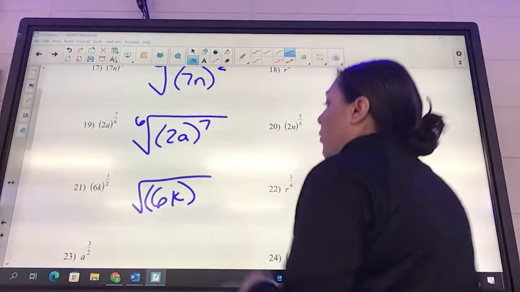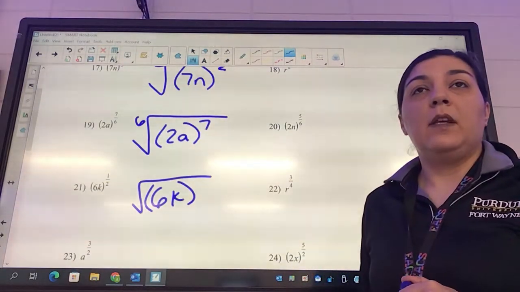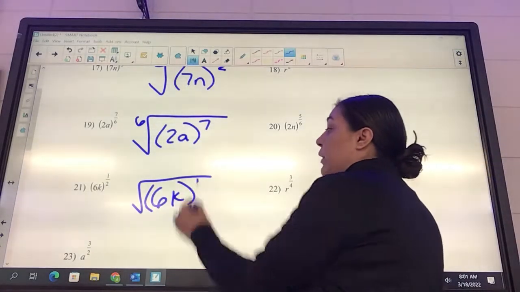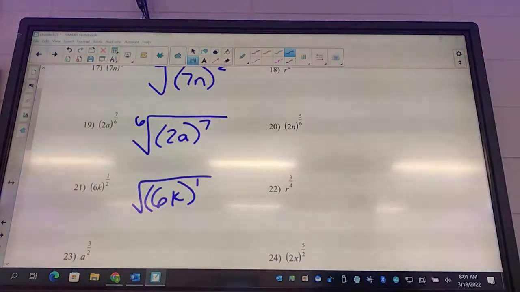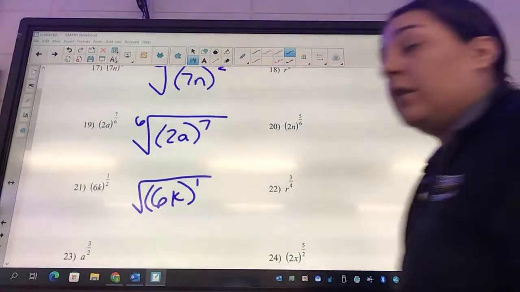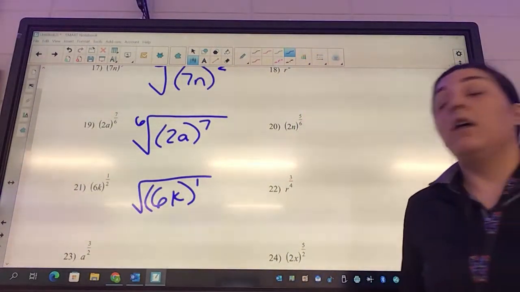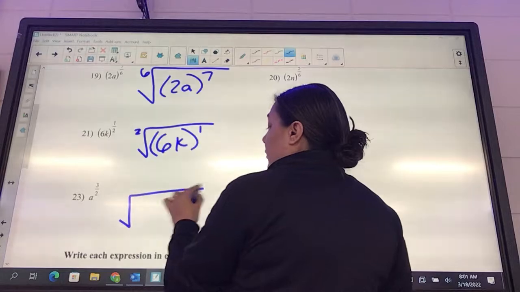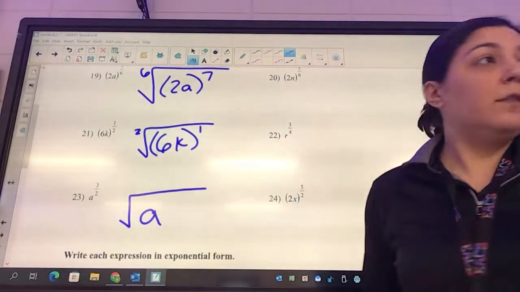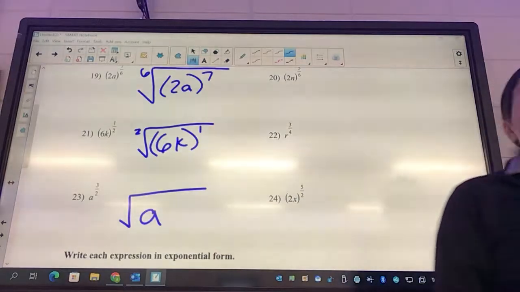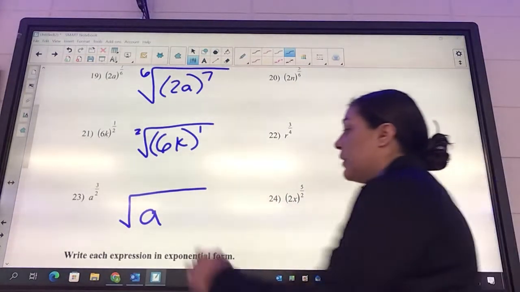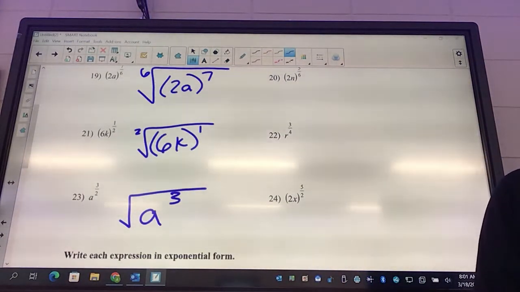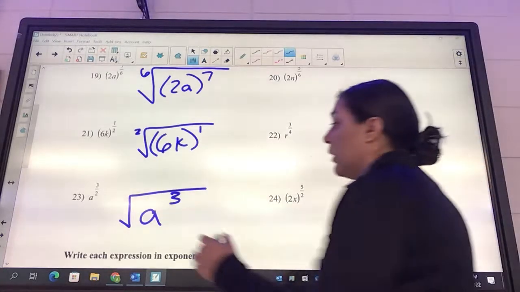Where's the 1 gonna go? Inside. Do we have to put the 1? No, it's to the power of 1 already. You can. What about the outside? 2. Do we have to put it? No, we don't. But you can. Okay, we're gonna have square root of a. See how that's one letter or one number? We don't have to use parentheses. Where's the 3 gonna go? Inside, outside. 2. Do we have to put it? Can you? Okay.